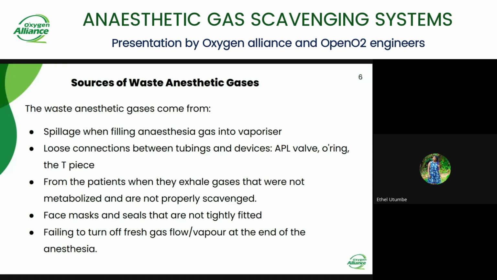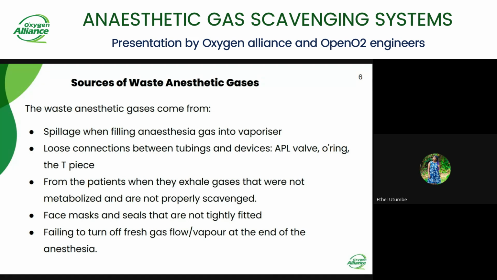Let's say there are some loose connections between the tubing and the device, for example, maybe the APL valve, the O-ring, and the T-piece. When that anesthetic gas escapes, it is called a waste anesthetic gas. And sometimes it can be from the patient when they exhale gases that were not metabolized and are not properly scavenged. The gas that has been exhaled from the patient is a waste anesthetic gas.